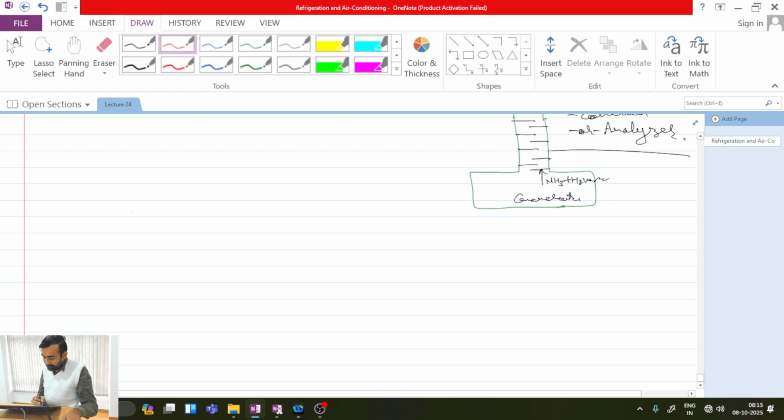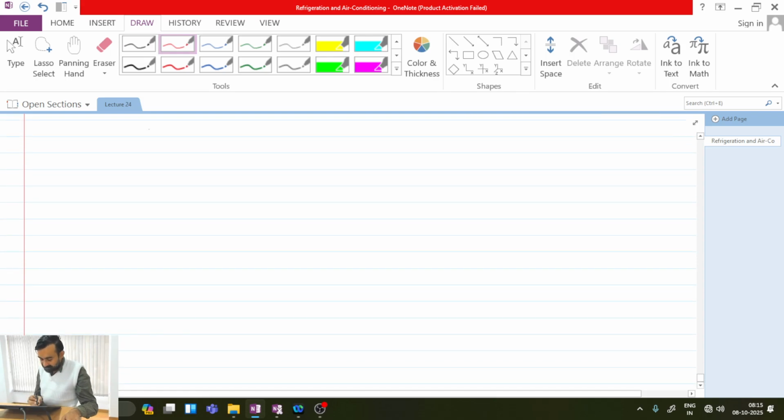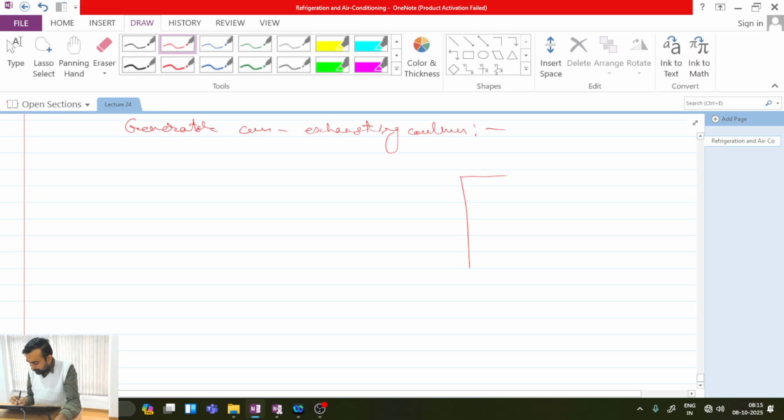So now let's do the theoretical analysis of the generator-cum-exhausting column. In integration, if we have this, then how will this behave? Okay, so this is the scenario. If I have to draw a control volume, this is my control volume. In this control volume, I have multiple plates.